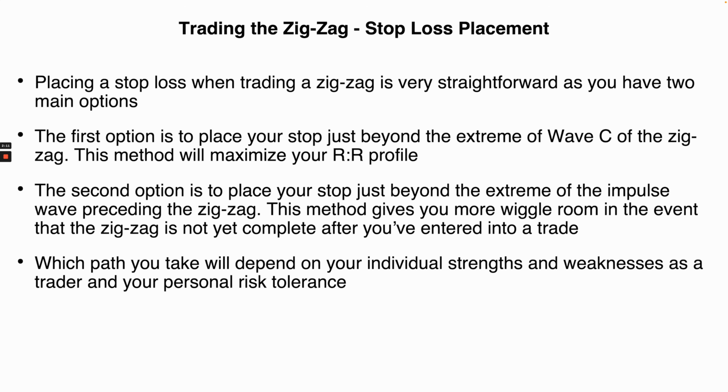So stop loss placement is very straightforward. You have two options. The first is to place your stop just beyond the extreme of wave C of the zigzag, which we're going to take a look at in examples. So don't worry if this is sounding a little bit confusing without a visual aid. I'll have the visual aid for you very soon. Now this method will maximize the risk reward profile on the potential trade. The second option is to place your stop just beyond the extreme of the impulse wave immediately preceding the zigzag. This method definitely gives you more wiggle room in the event that the zigzag is not yet complete after you've entered into a trade. So like I said before, which path you take in terms of stop loss placement will depend on your individual strengths and weaknesses, as well as your personal risk tolerance.